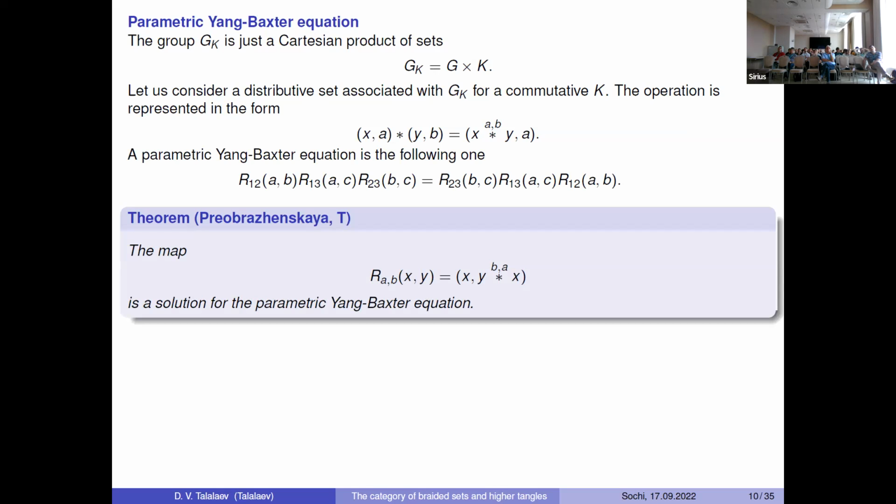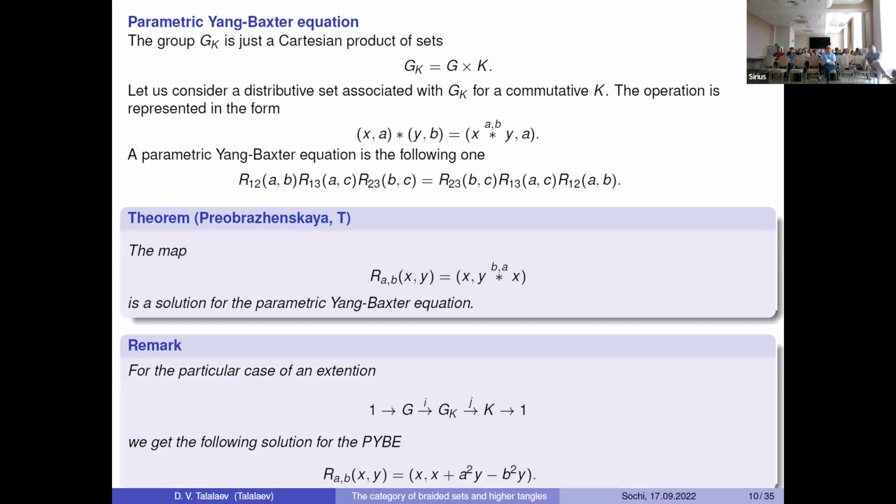There is a version of the Yang-Baxter equation, which is called the parametric Yang-Baxter equation, which is given by this formula with some parameters in the expression for the map R. So a theorem says that if you start from an extension of groups with commutative K, such a map solves the parametric Yang-Baxter equation. So it's an example of an extension of groups which produces an extension of braided sets, and moreover, it gives an example of parametric Yang-Baxter. Okay.